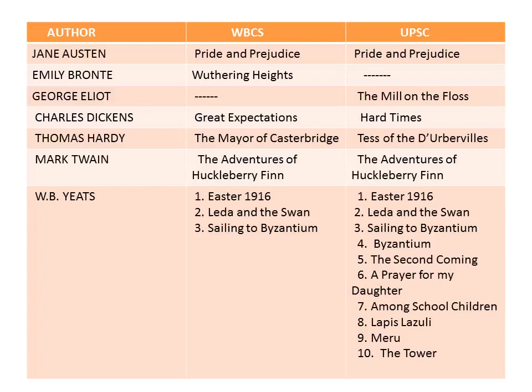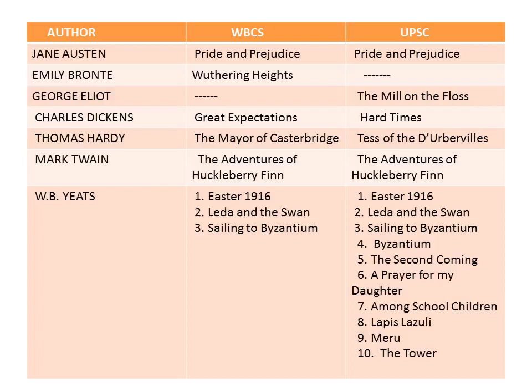George Eliot's The Mill on the Floss, only for UPSC. So you see, that's very little difference. I mean, UPSC wants you to read Eliot, whereas WBCS wants you to read Bronte. Although I don't know why Jane Eyre is not included in the syllabus at all. Charles Dickens, Great Expectations for WBCS, Hard Times for UPSC. Similarly, Thomas Hardy, Mayor of Casterbridge for WBCS, Tess of the D'Urbervilles for UPSC. And any day you will see that Tess of the D'Urbervilles is a much superior text to Mayor of Casterbridge.